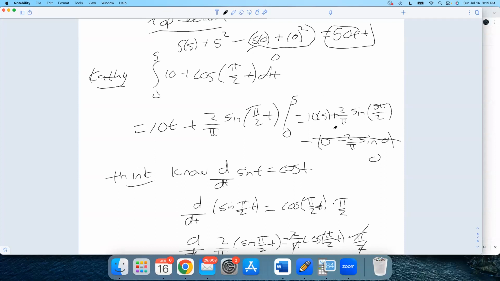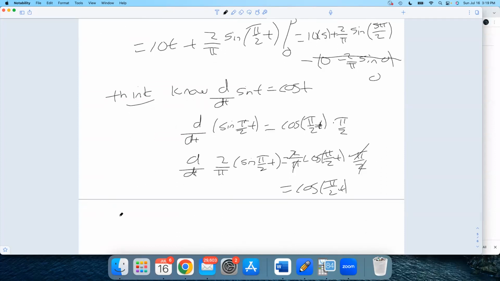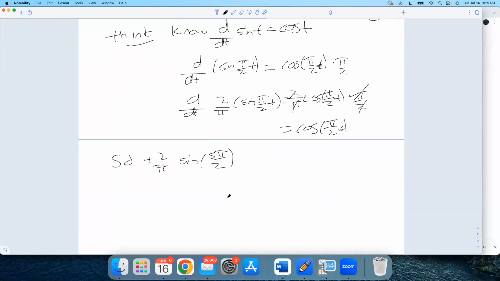Now, what's sine? So let's come down here. That'd be 50, right there, 10 times 5, plus 2 over pi. I'll just rewrite this, sine of 5 pi over 2. What's sine of 5 pi over 2? Let's think about the graph. Here's pi over 2, 2 pi over 2, 3 pi over 2, 4 pi over 2, 5 pi over 2. That's the graph of sine. Sine of 5 pi over 2 is just 1.